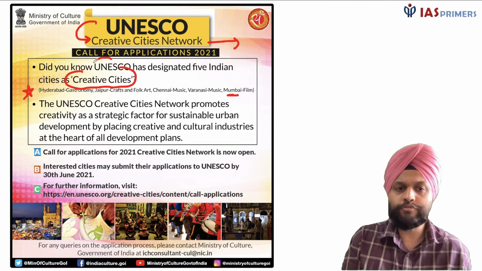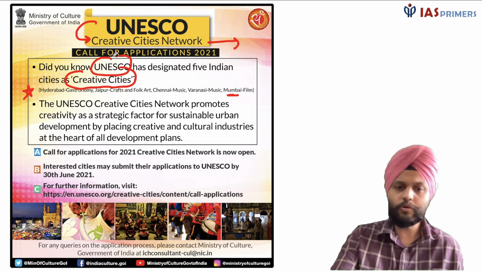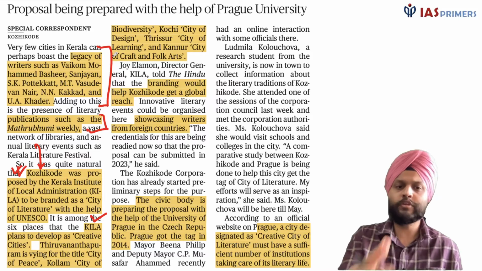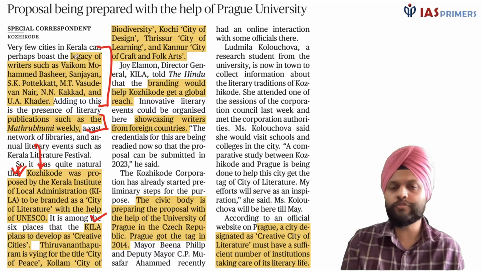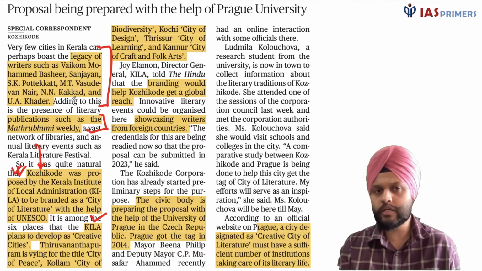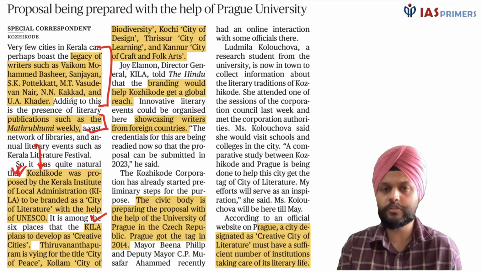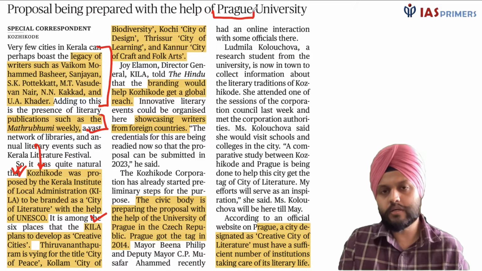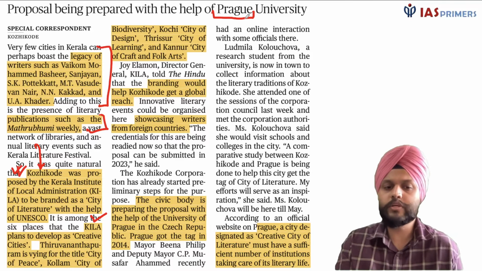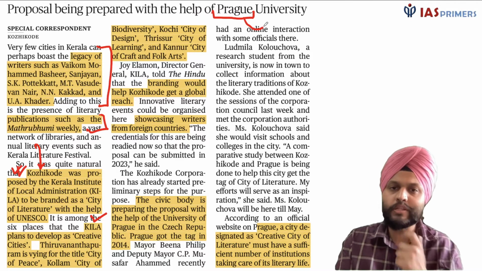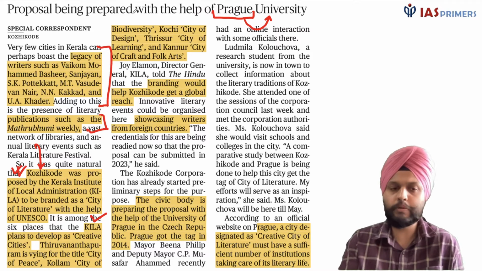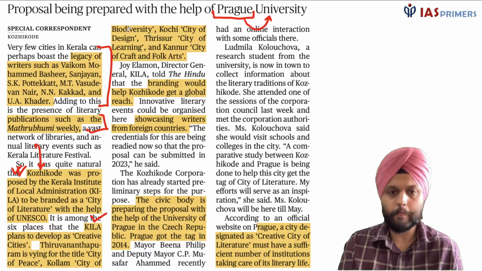It is of the UNESCO. So Kerala says that we should also be there. And we have a city which is quite unique in terms of the literary contribution that it is making. So Kozhikode should be declared as such. For this, it is taking the help of Prague. Prague is in Czech Republic, which has already been given the tag of the city of literature. So they are helping them in preparing the proposal for the same.